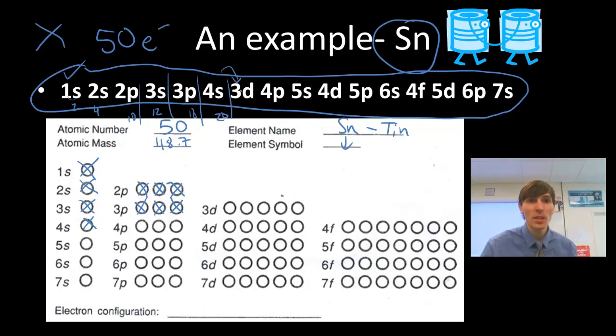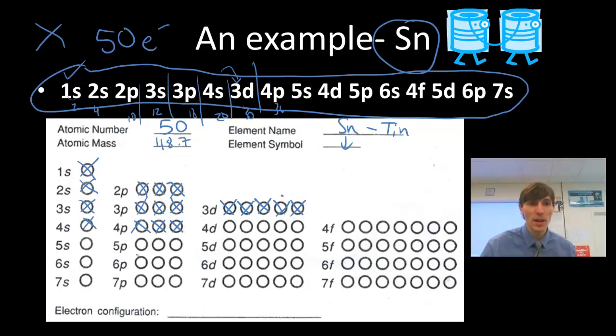Now I need to jump to the 3d, which is the next lowest energy. So I actually have to go over to 3d. We're at 20. I'm going to go 21, 22, 23, 24, 25, 26, 27, 28, 29, 30. Now I'm up to 30. Then I need to go to 4p. I need to get to 50, remember. So 4p, 31, 32, 33, 34, 35, 36. Okay, now I'm at 36.